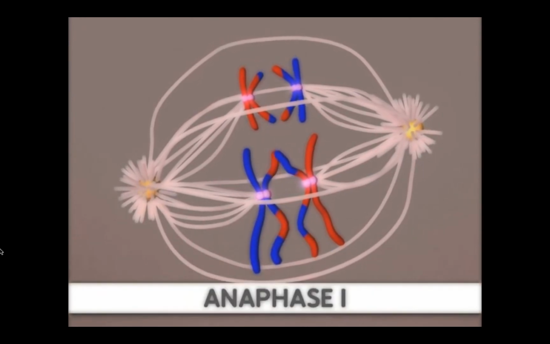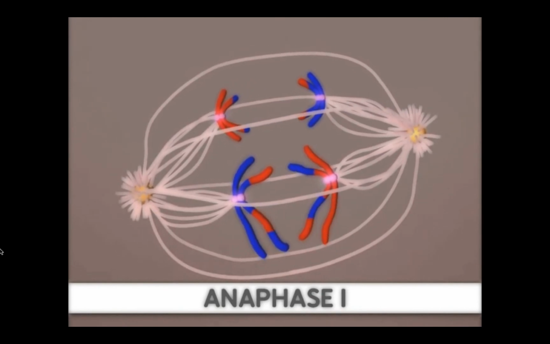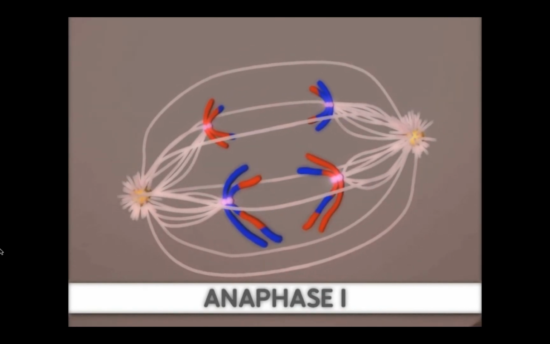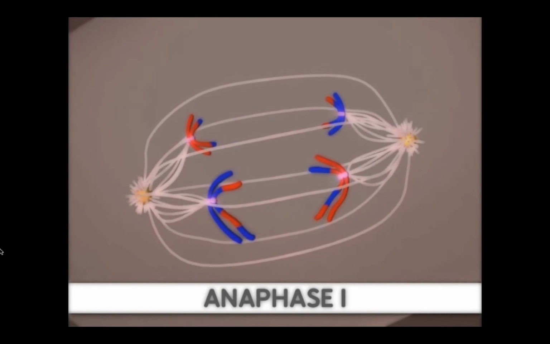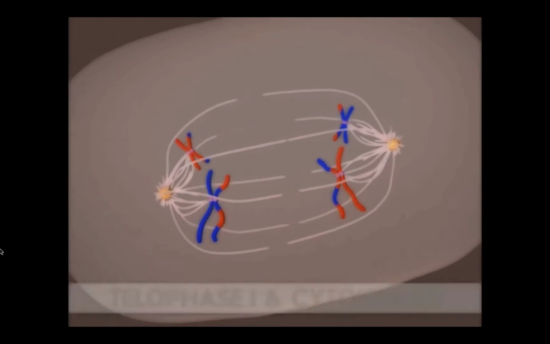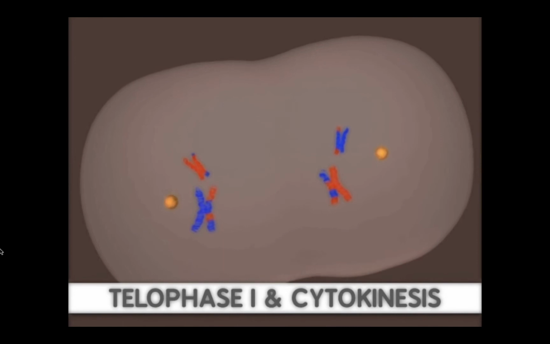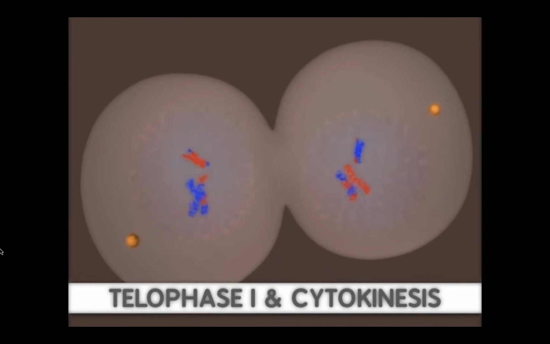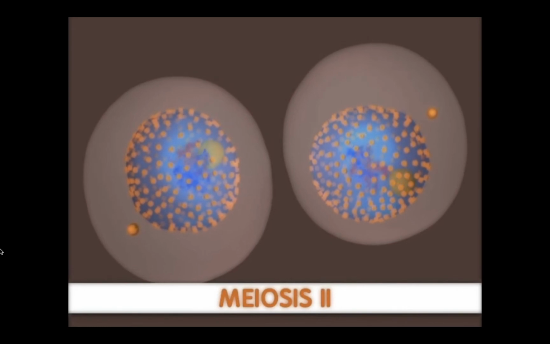The next phase is anaphase 1. During this phase, homologous chromosomes separate and migrate to the two poles of the cell. Importantly, the sister chromatids remain attached at their centromeres. The final steps of meiosis I are telophase I and cytokinesis. Here, the cell divides into two daughter cells. Each of these two cells now undergoes meiosis II.